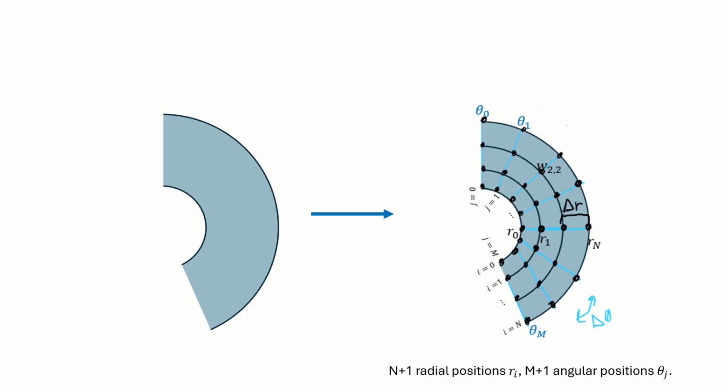For an annular domain, this is typically done by subdividing the annulus in angle and in radius, where our radius values go from r0 to rn, and our angle values go from θ0 to θm.